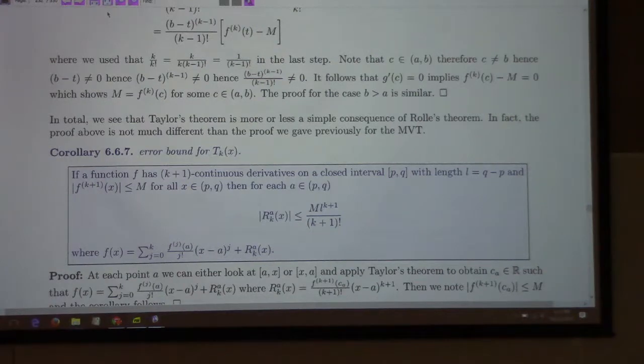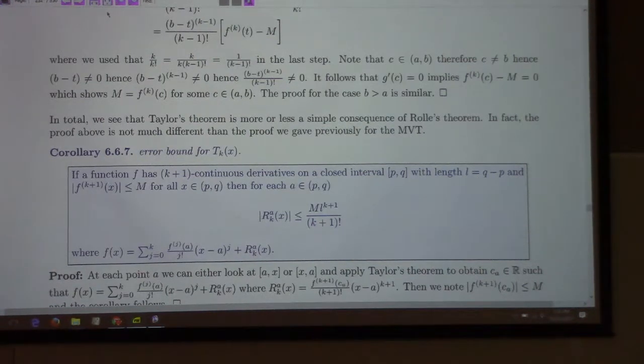This is almost the alternating series estimation theorem, but it's not quite that simple. Anyway, here's the actual bound that we can use if we have a k plus 1th continuously differentiable function on interval pq. Let's say it has length L. And let's suppose that the k plus 1th derivative is bounded, so we have m as an upper estimate for it. Then the remainder term, the error between the function and the kth Taylor polynomial, is at most m L to the k plus 1 over k plus 1 factorial.